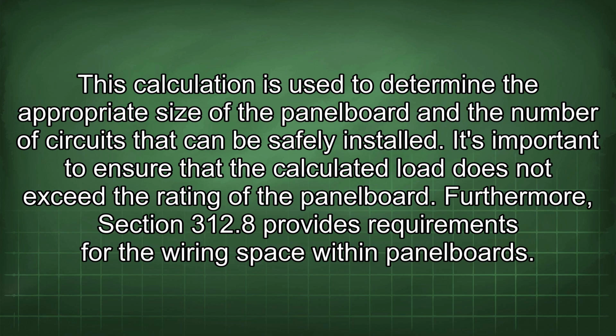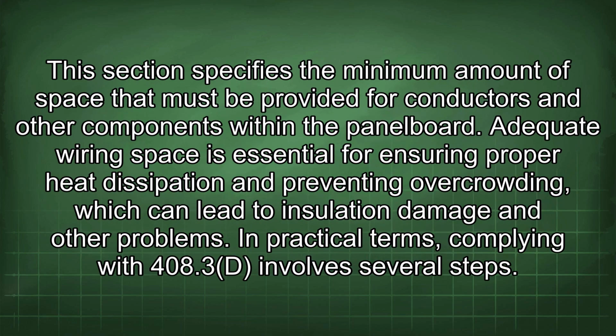Furthermore, Section 312.8 provides requirements for the wiring space within panel boards. This section specifies the minimum amount of space that must be provided for conductors and other components within the panel board. Adequate wiring space is essential for ensuring proper heat dissipation and preventing overcrowding, which can lead to insulation damage and other problems.